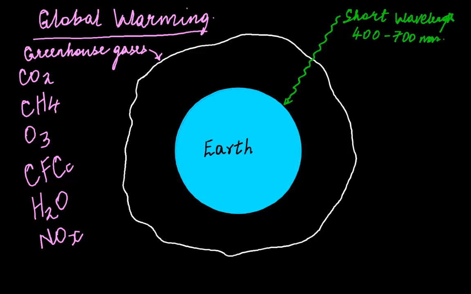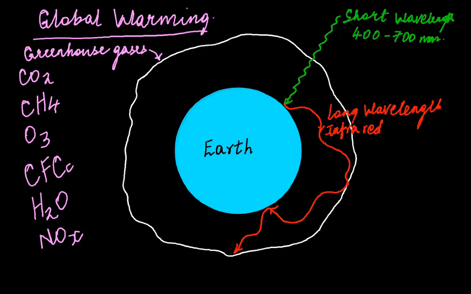Clear? Now once it strikes the Earth, this radiation gets converted into infrared radiation, which has a very long wavelength. And this infrared radiation can't escape back into space. Why? Because the greenhouse gases trap it. It doesn't allow it to escape. So what are these radiations? This is infrared radiation, which has a long wavelength, somewhere between 4000 to 10,000 nanometers. And this gets trapped by greenhouse gases in the Earth's atmosphere.